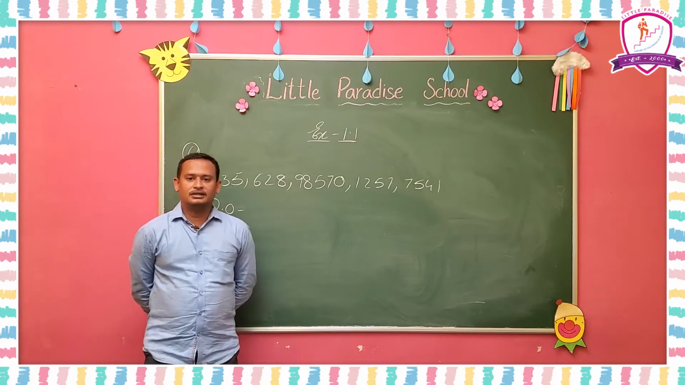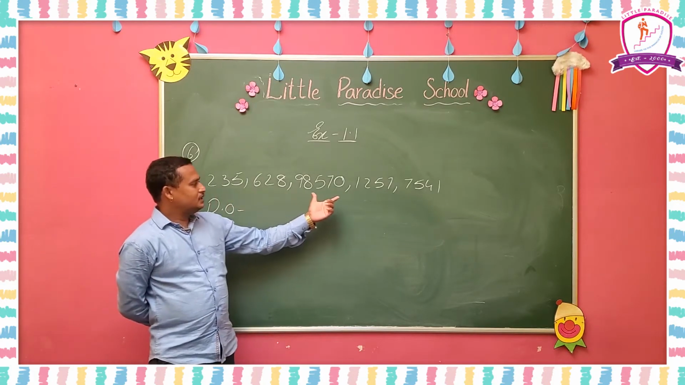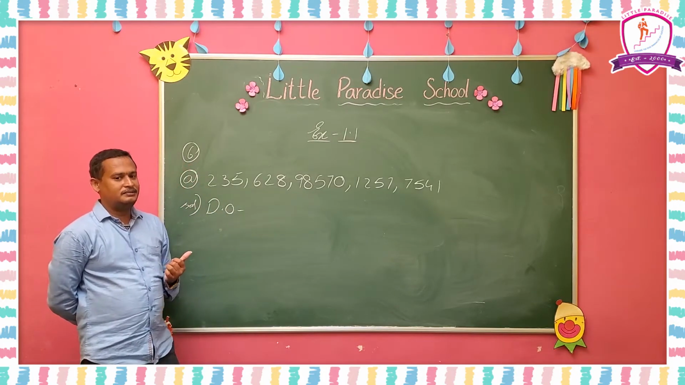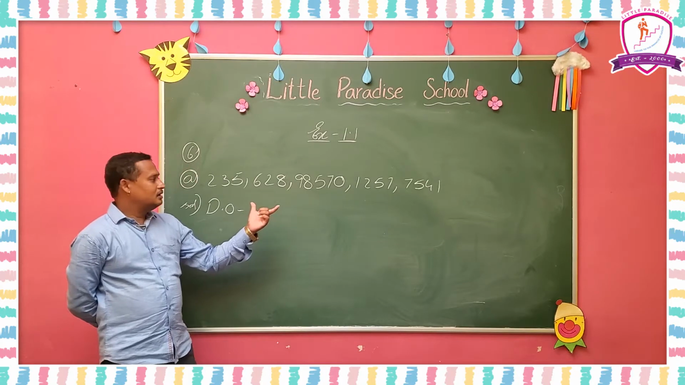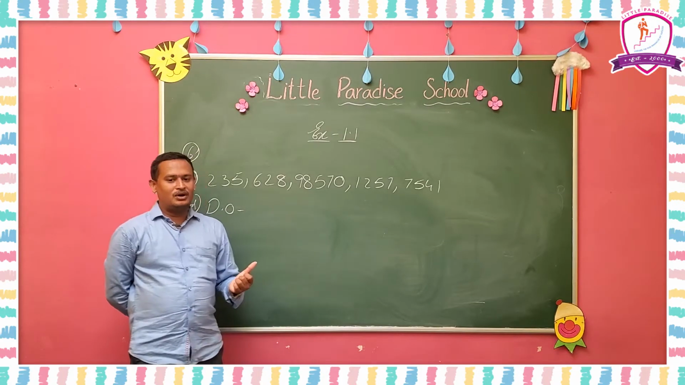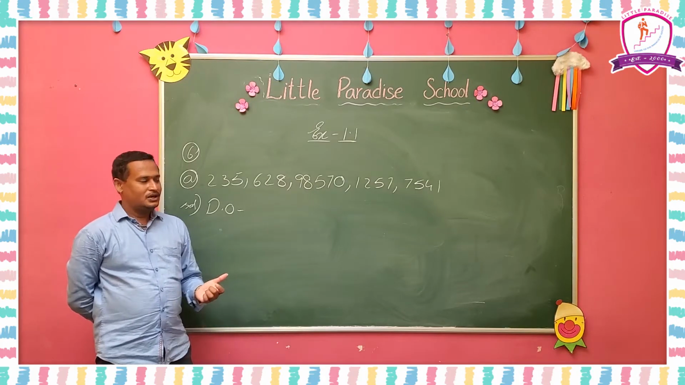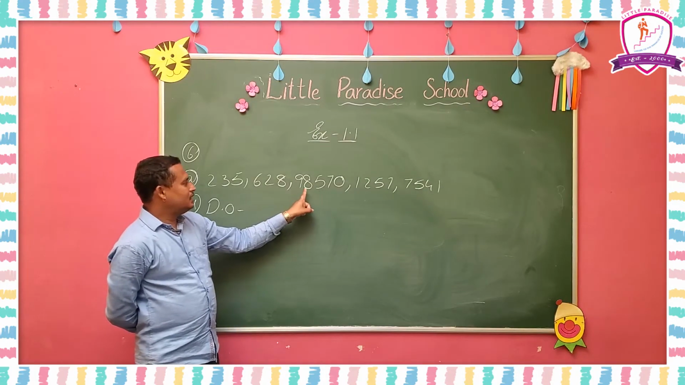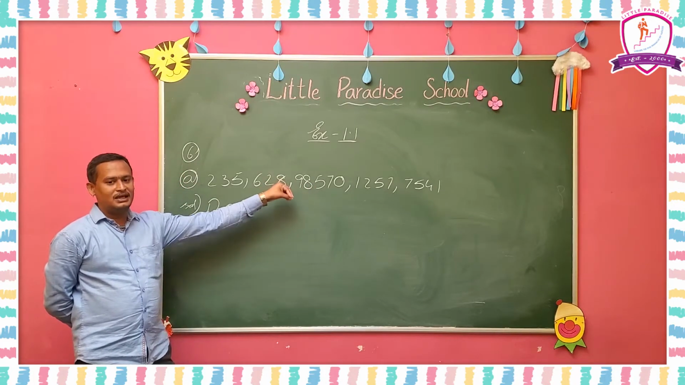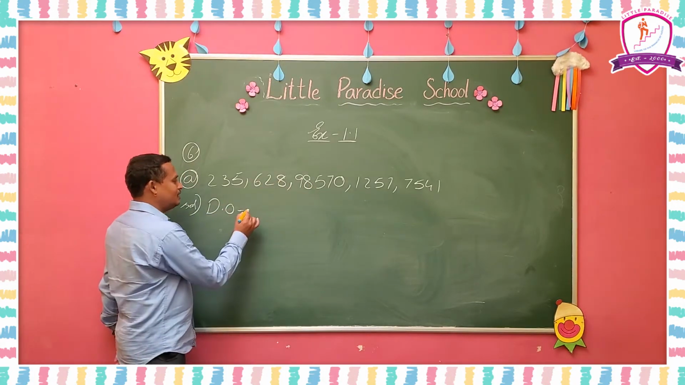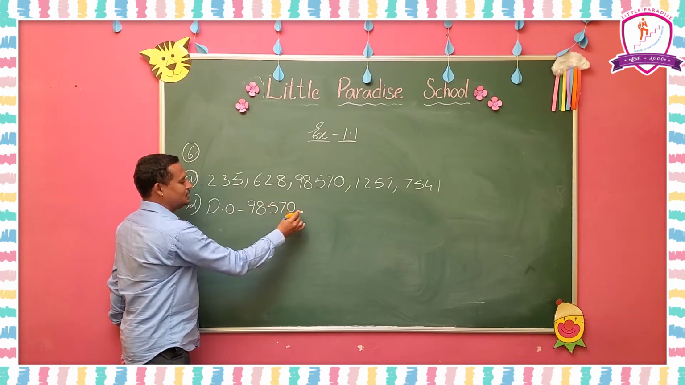Descending order we are going to arrange these numbers. Okay. Among these numbers, what is the greatest number? Greatest number means the number which contains more places, more digits. Which number contains more digits will be the greatest number. So here 98,570 has 5 digits. So it will be the greatest among the given numbers. 98,570 is the greatest.